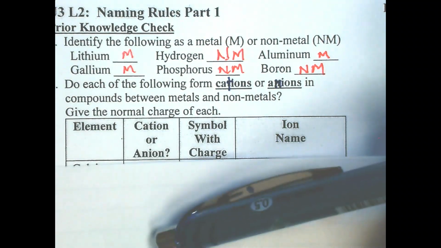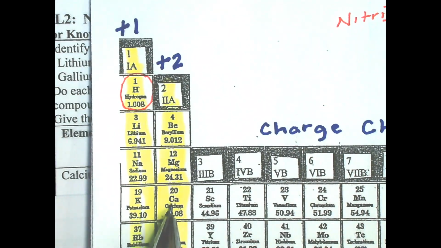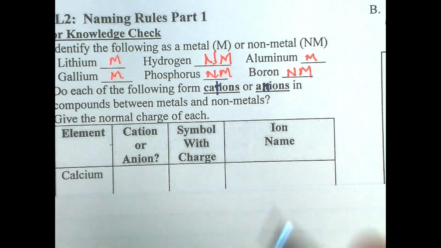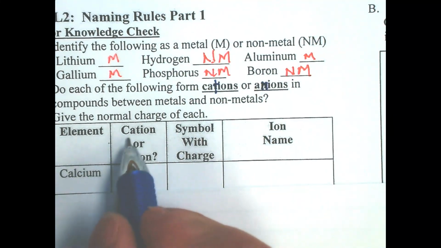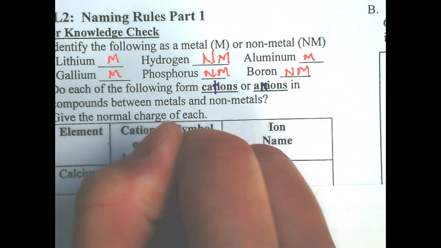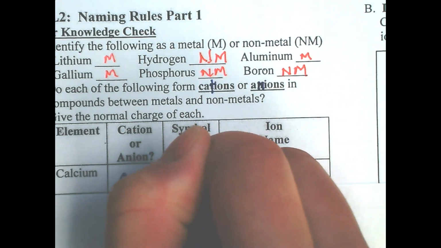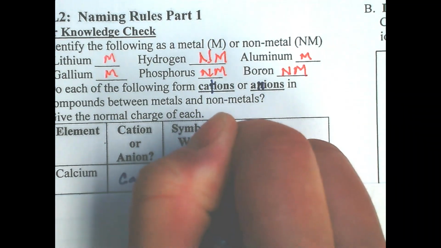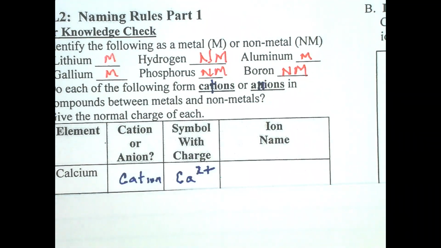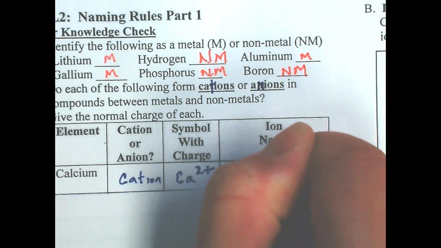So we see the first element is calcium, and so we find calcium. Metals form positive ions. Everything in group 2A, the alkaline earth metals, will always form a positive 2 charge when combining with nonmetals. So positive ions are cations, so we're going to say it's going to be a cation. And the symbol with the charge, whenever it ionizes, would be Ca2+. And the name of that ion, we would call a calcium ion.